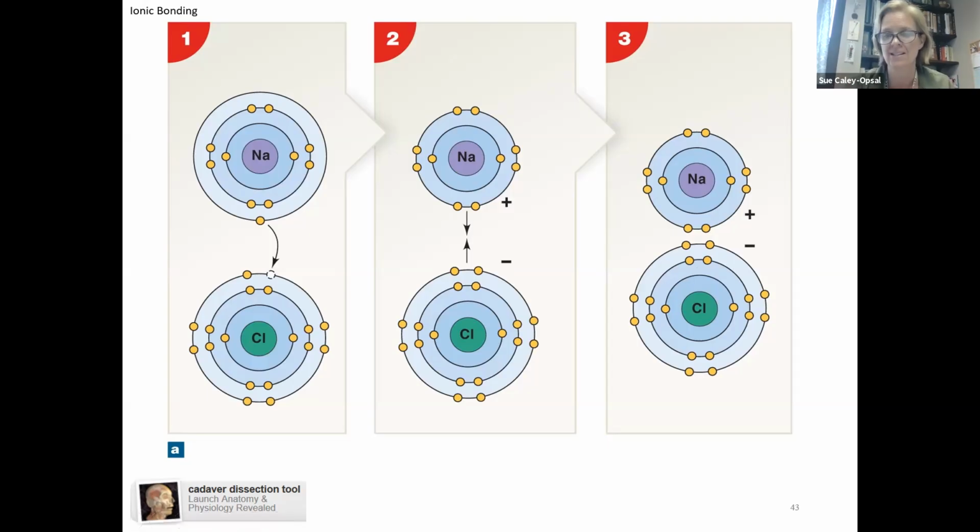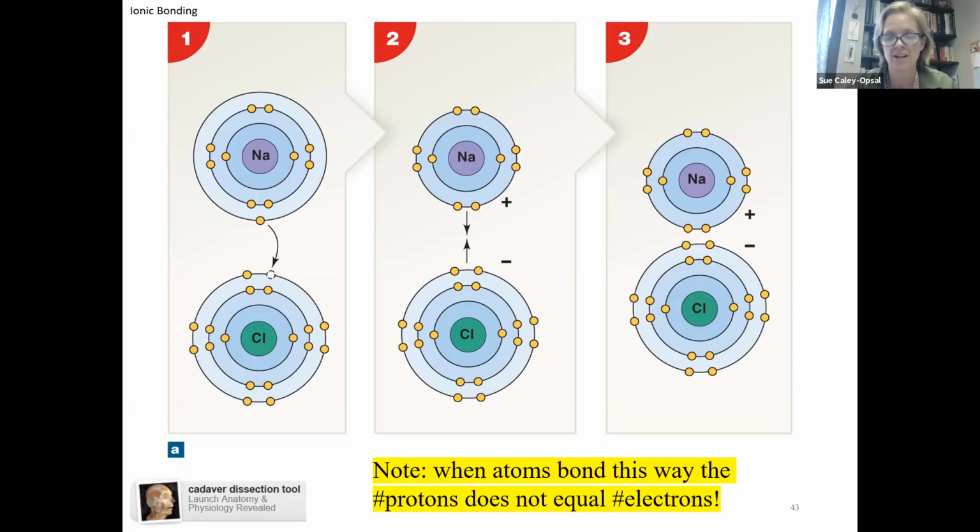So opposites attract, a positive to a negative. And then you have sodium chloride, which is just your basic table salt. That's the easiest example of explaining that atoms need to have their outer orbitals full in order to be happy and satisfied. And this satisfies sodium and chlorine, and then you make sodium chloride, which is table salt. Note that when atoms bond this way, the number of protons no longer equals the number of electrons. That's why sodium gets a positive charge and chlorine gets a net negative charge.